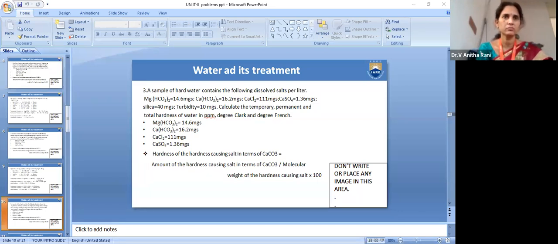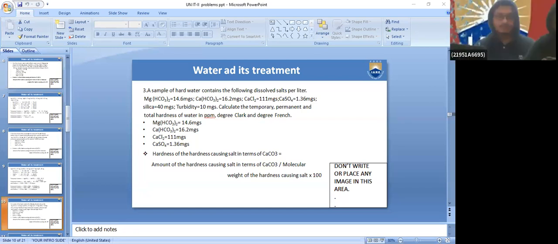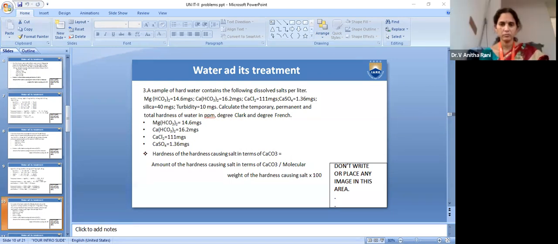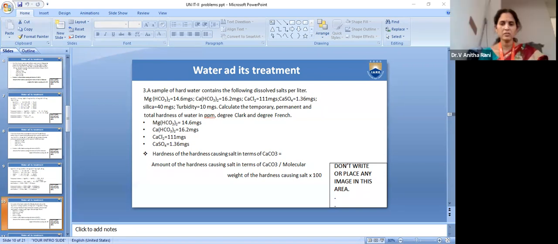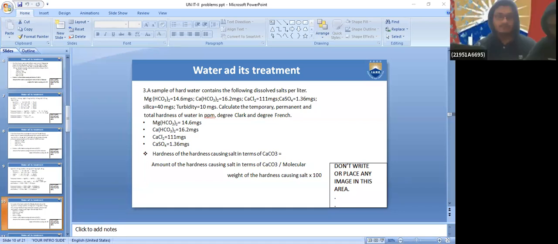Ma'am, temporary hardness in degree French is 2 degree French, and in degree Clark it's 1.4 degree Clark. And permanent hardness? Permanent hardness is 7.07 degree Clark and 10.1 degree French.